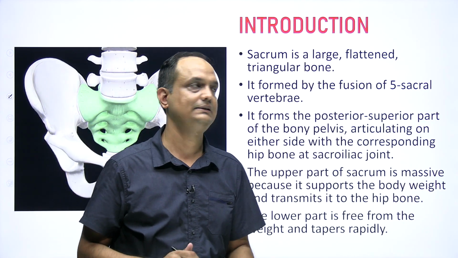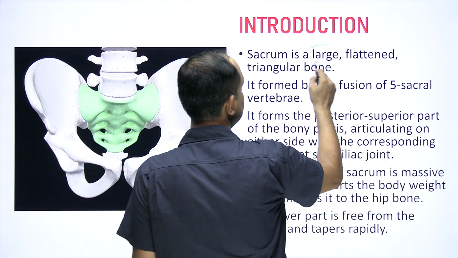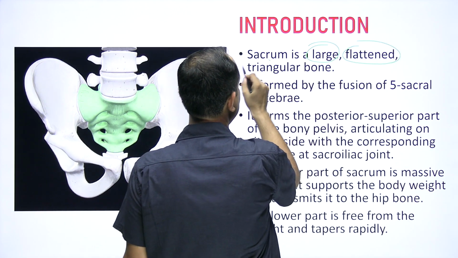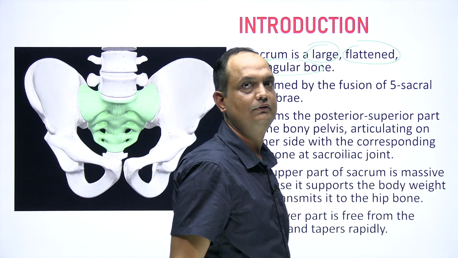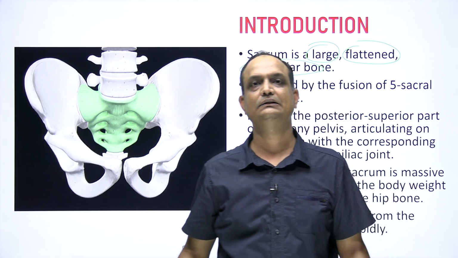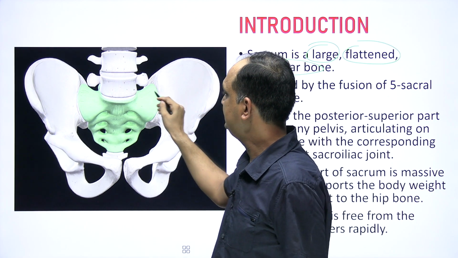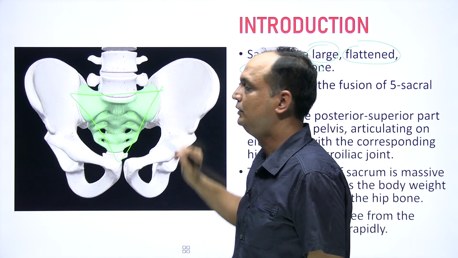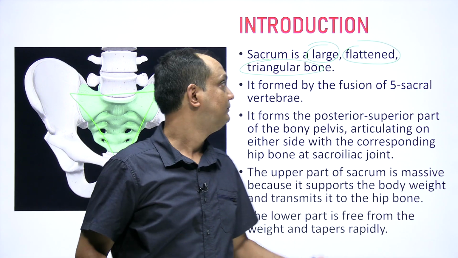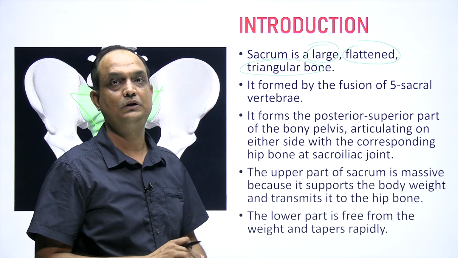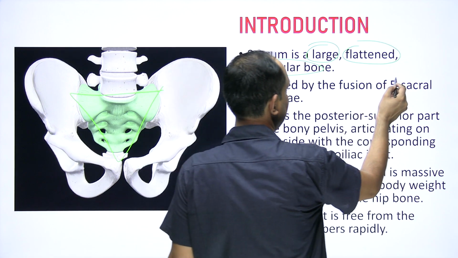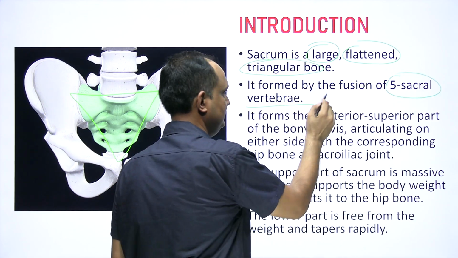As you know, the sacrum is a large flattened triangular bone. Now when you see the vertebral column, you will find that the sacrum is the lowermost part of the vertebral column, and this is a triangular shaped bone which is larger in size. This is actually formed by the fusion of 5 sacral vertebrae.